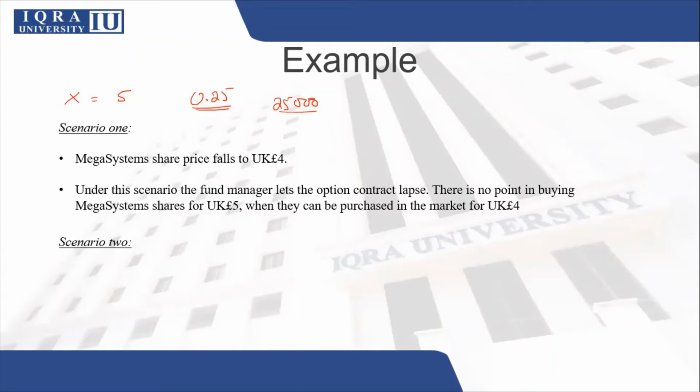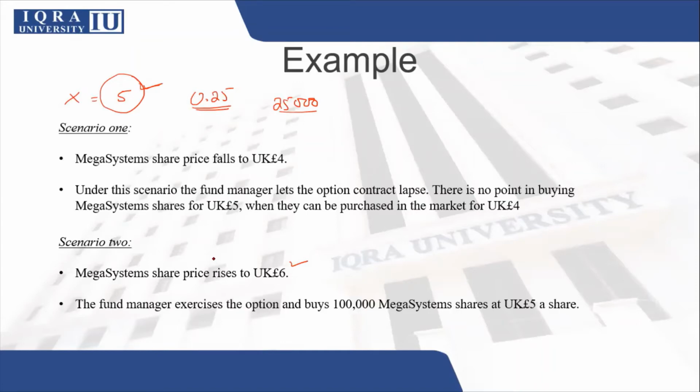Now, what is scenario number 2? Scenario number 2 is that Mega System share price rises to pound 6. Again, your strike price is 5. Now, you can purchase it for 5 when it is available for 6 in the market. So, of course, you're going to use it. You're going to purchase it at 5, even though the value has already reached 6 pounds. So, you will get an immediate 1 pound gain out of this transaction. So the fund manager exercises the option and buys 100,000 shares at UK pound 5 a share.